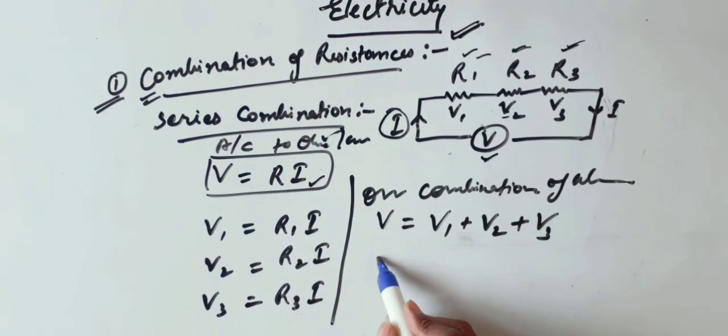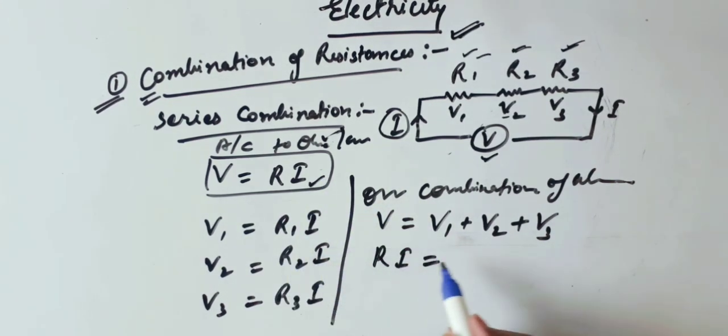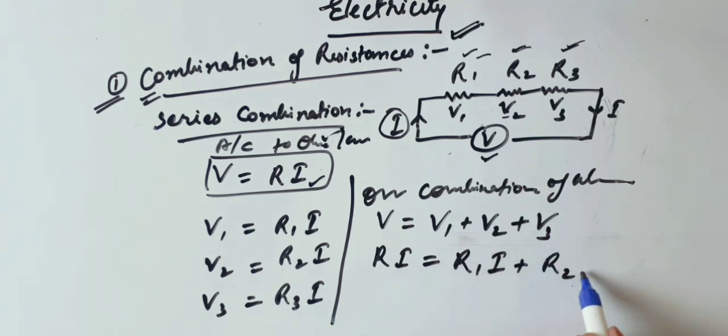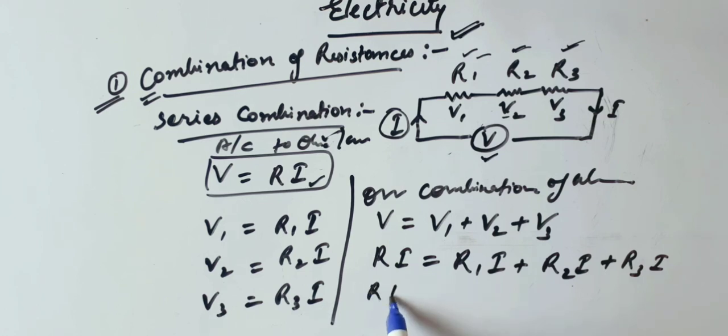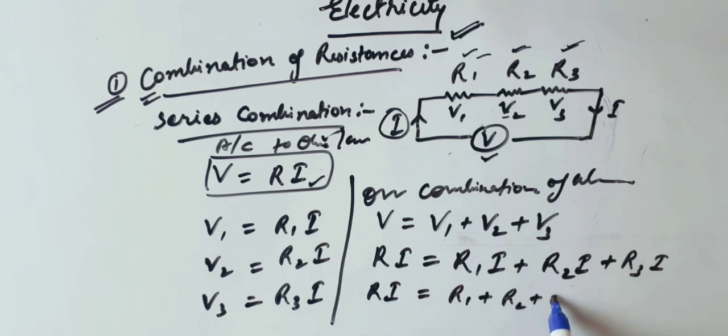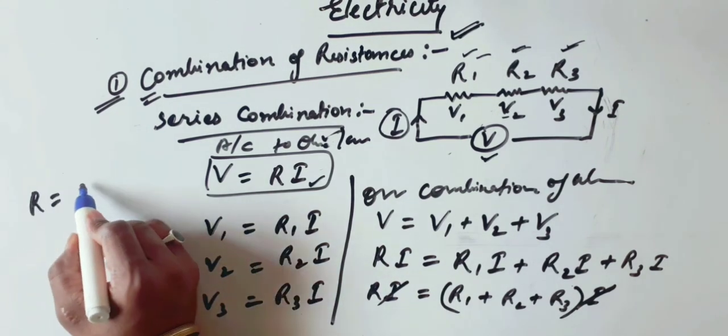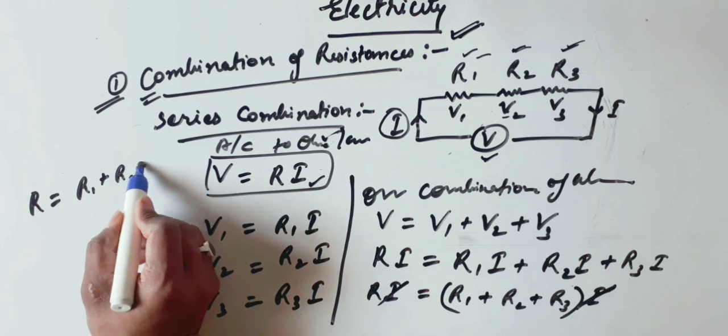As we know, V is equal to R into I, V1 is equal to R1 into I, V2 is equal to R2 into I, and the value of V3 is R3 into I. So here R into I will be equal to R1 plus R2 plus R3, with I taken out common. Here I will be cancelled by I, and we will get the formula of resistance. R will be equal to R1 plus R2 plus R3.